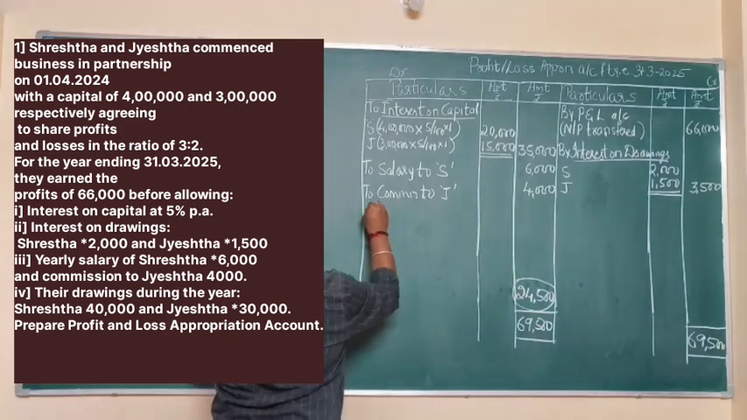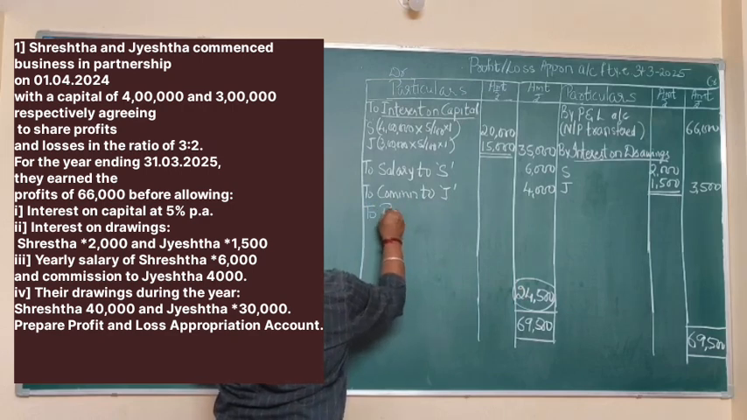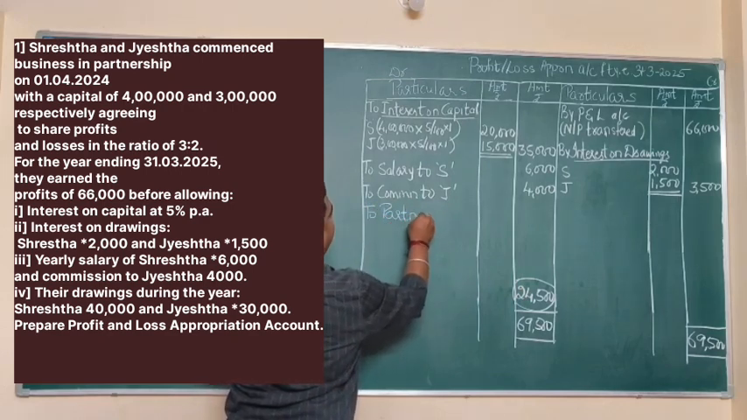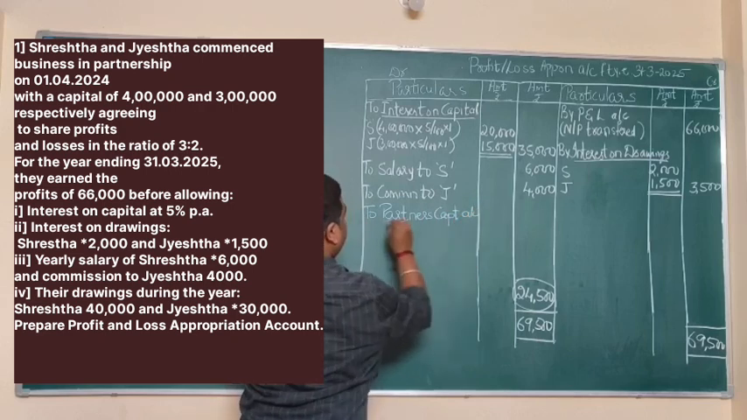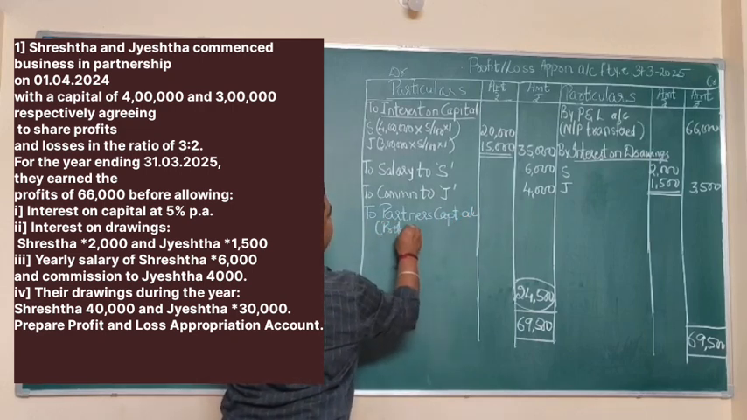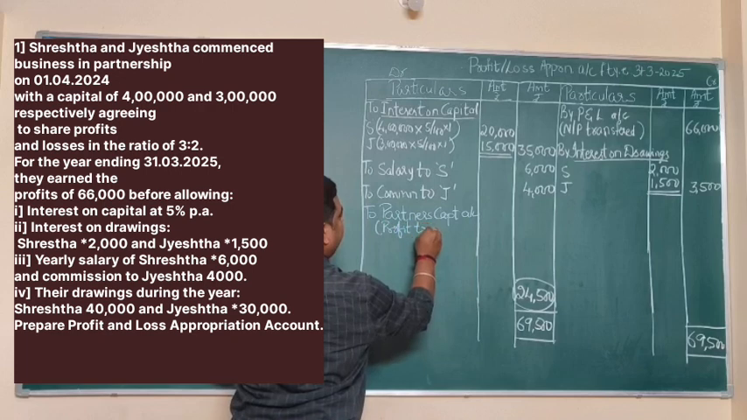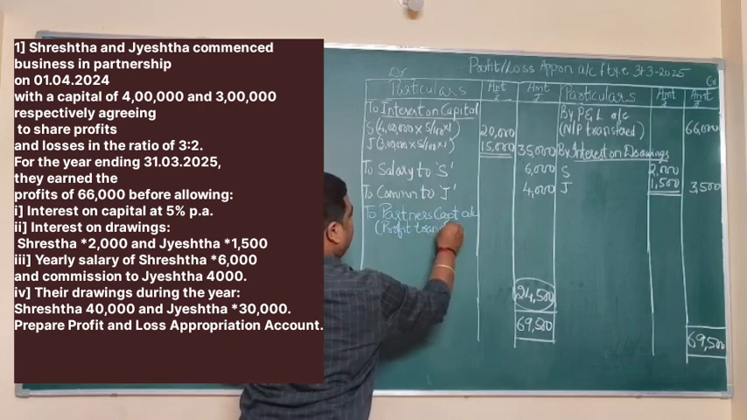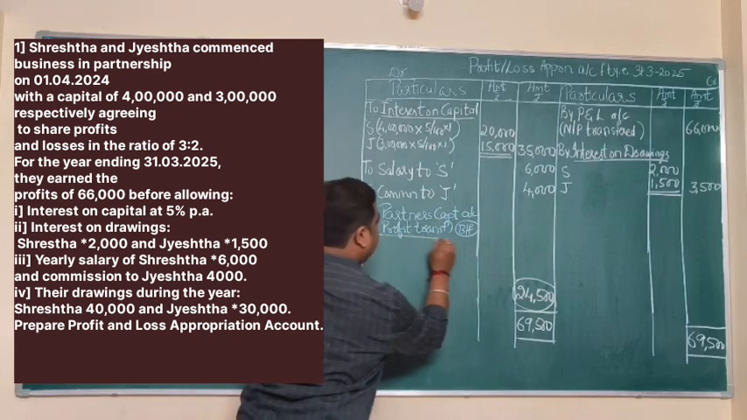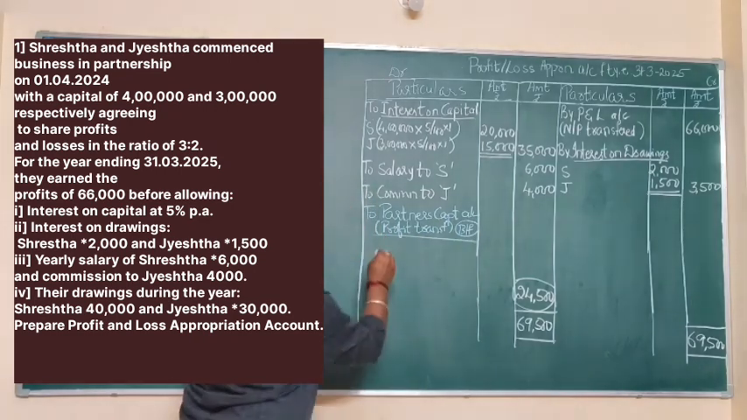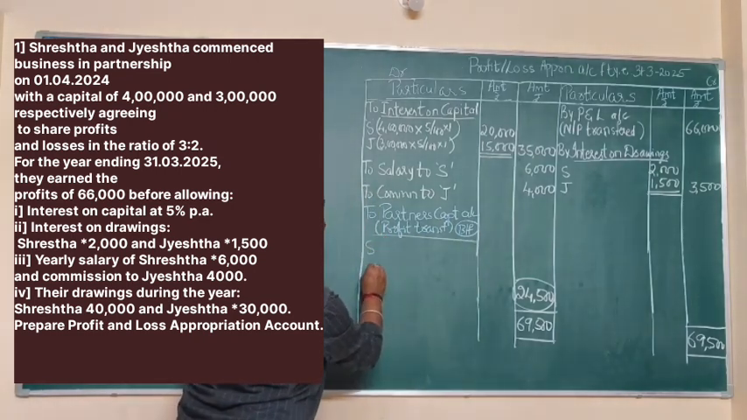So here, see the way of closing the account. To the two partners' capital accounts, profit transferred. Okay, and that is your balancing figure. Underline it. Who are the partners? Shrestha, Jyeshtha.